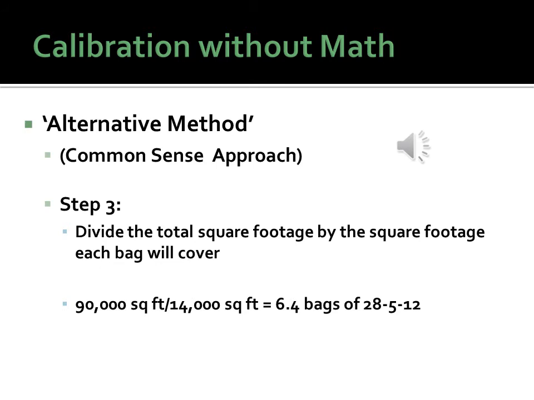Step 3, we're going to divide the total square footage by the square footage on the bag. So 90,000 square feet in our football field divided by 14,000 square feet per bag is going to give us our total number of bags of 6.4.